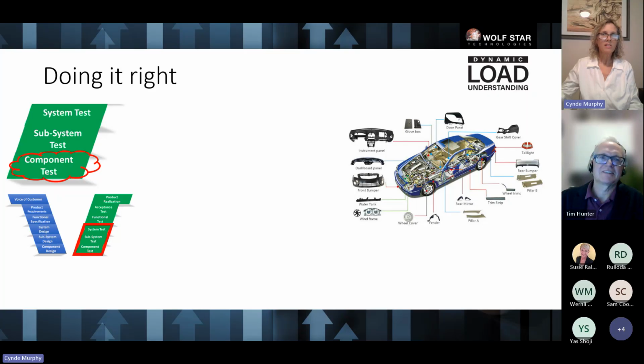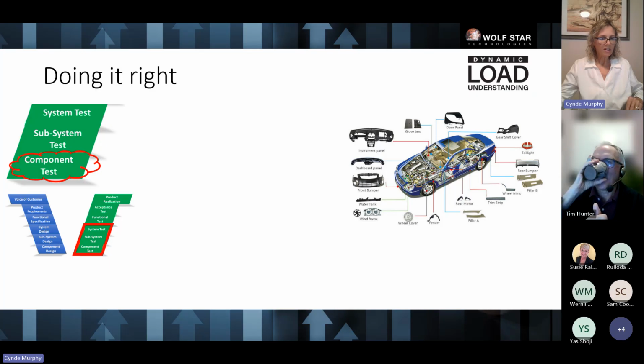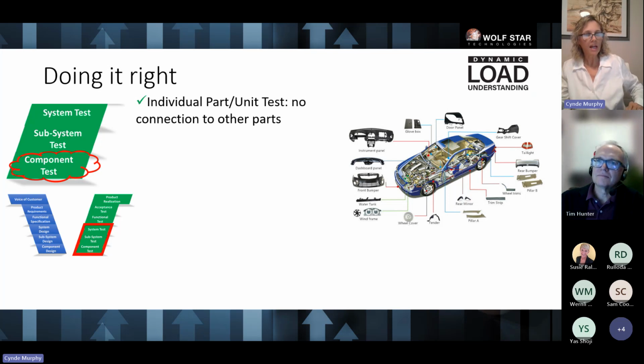So we're going to talk about testing today. There are three basic types of tests: a component test, a subassembly test, and a system test. The simplest test includes an individual part that has no connection to other parts or assemblies. It is a unit test. It has one component of the same design. It can include many test articles with the same design.